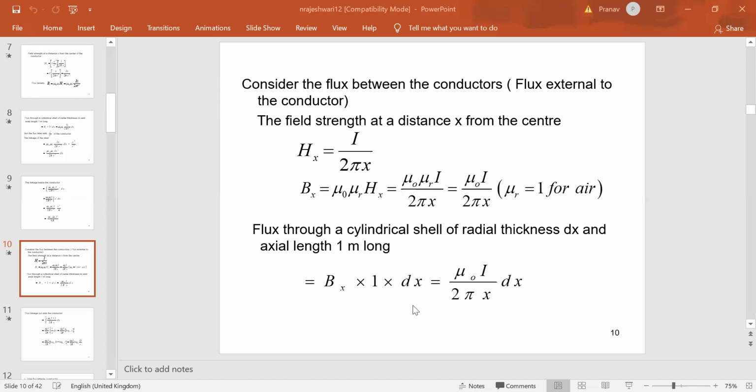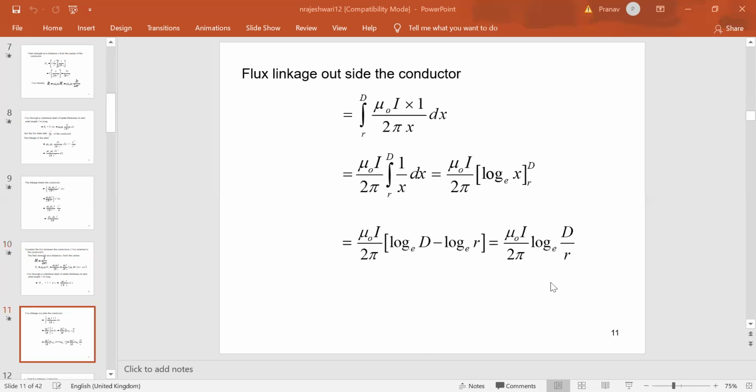The flux through a cylindrical shell of radial thickness dx and axial length 1 meter is equal to Bx into 1 into dx, which is mu naught I by 2 pi x into dx. By integrating this, we will get the total flux linkage outside the conductor with the limits small r to capital D.